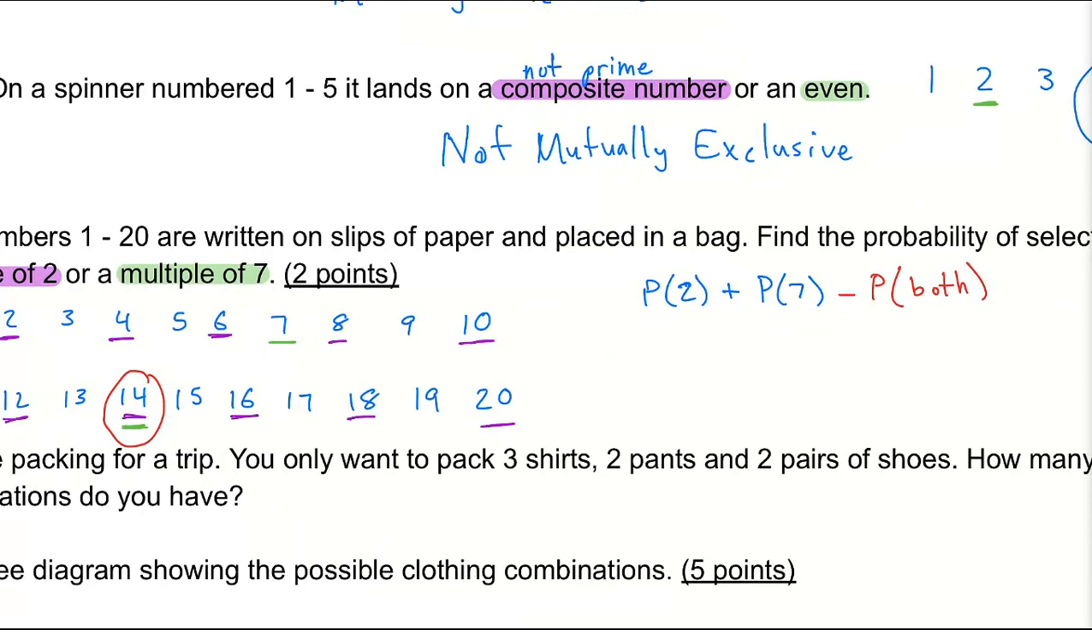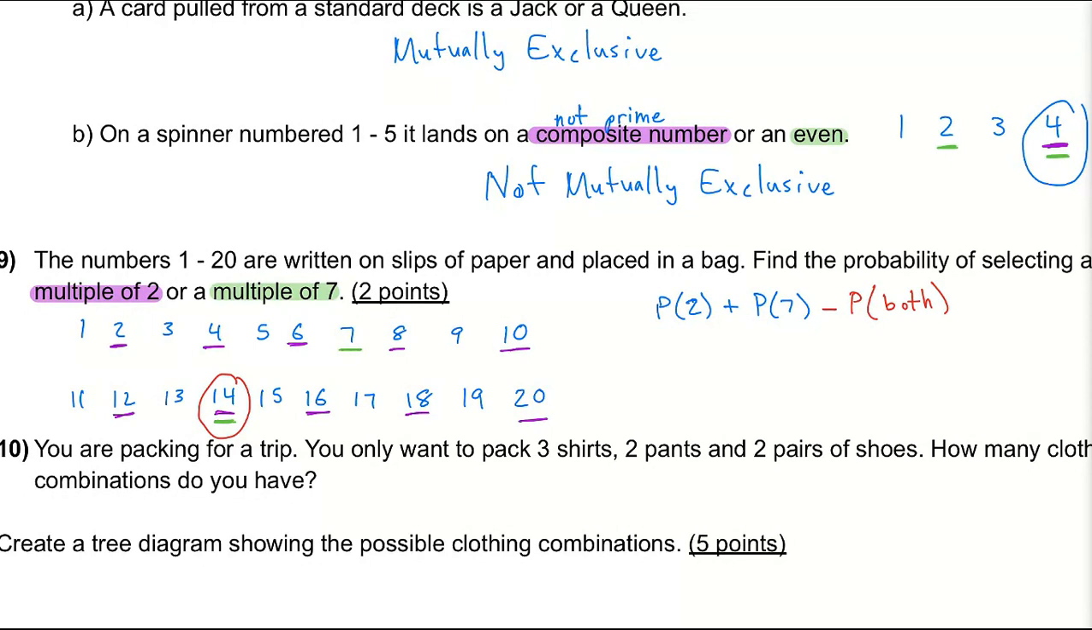The probability of a multiple of 2 would be 10 out of 20. And then the multiple of 7 would be 2 out of 20. And we need to subtract the 1 out of 20 for that 14. So 10 out of 20 plus, well, 2 minus 1 is just 1, so plus 1 out of 20. I got 11 out of 20, which is 0.55. So that would be my final probability for that one.